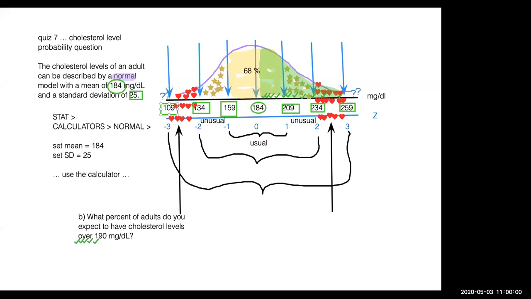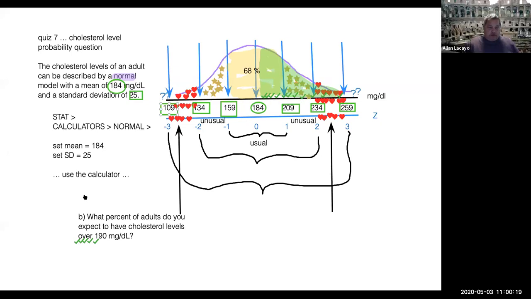And for part C, we have to know what percent of adults we would expect to have cholesterol between those two numbers. In my case, it's 130 and 160 milligrams. So you just change the calculator to between mode and do it.